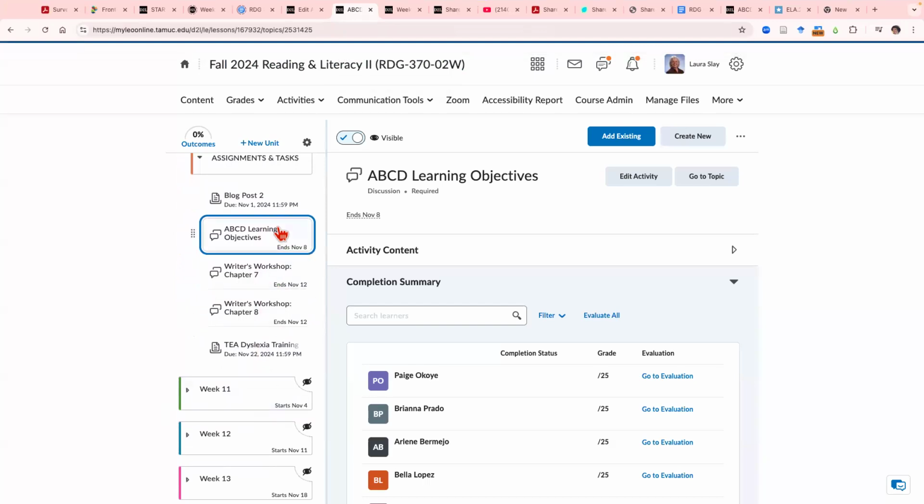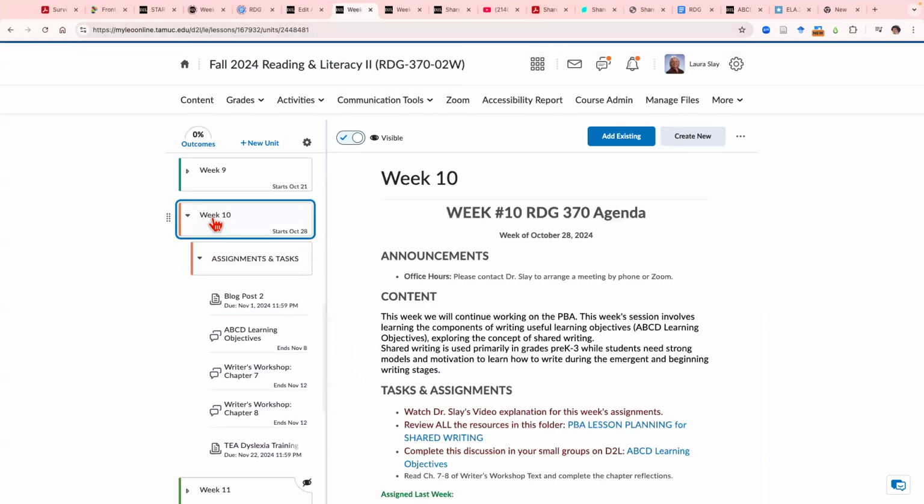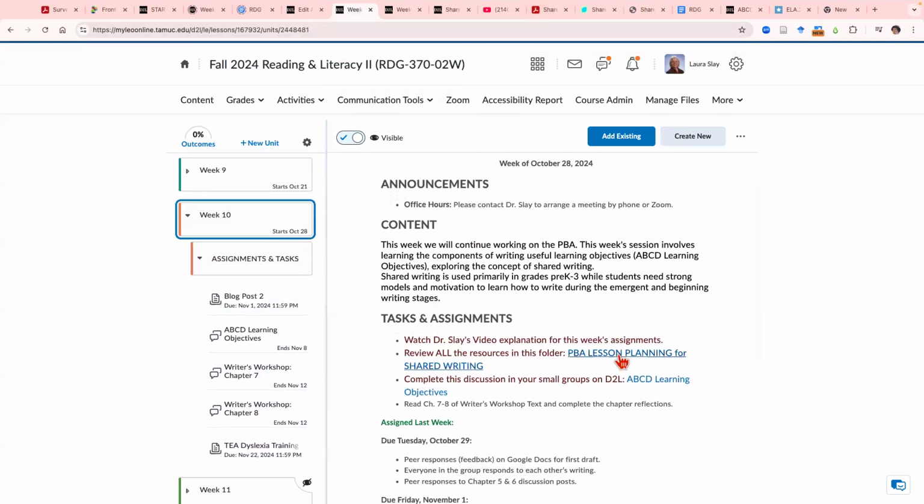At any rate, here we are. We were working on, there's a toolbox up here that I do not want. It's blocking my view. We want to go back up here to week 10 because here's the assignments.